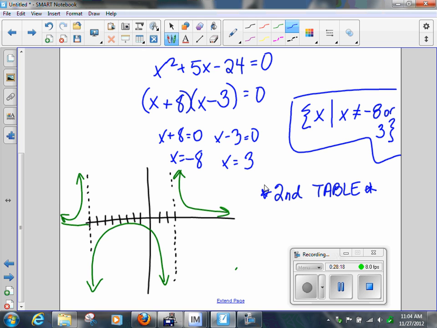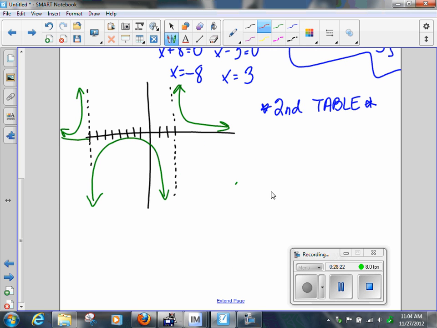Second table. Now, what in the world are these dotted lines? The dotted lines, folks, are vertical asymptotes.